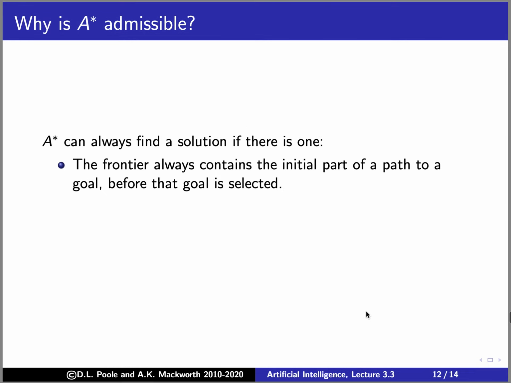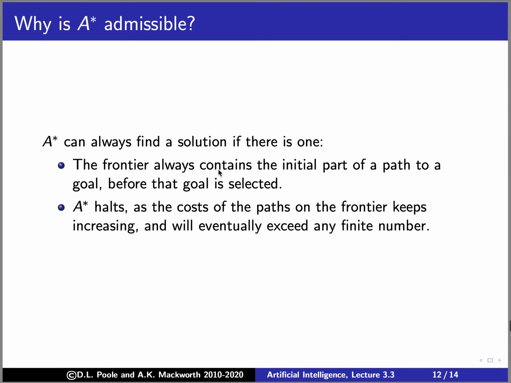All right, so now the question is, well, maybe it won't find a solution. So let's argue that it will. A star can always find a solution if there is one. We've argued that if it finds a solution, it must be the shortest path. And now we're going to argue that it can always find a solution if there is one. So the frontier always contains the initial path of a path to a goal before that goal is selected. So it contains the initial paths of all of the paths to the goals. So A star must halt as the cost of the paths on the frontier keeps increasing.